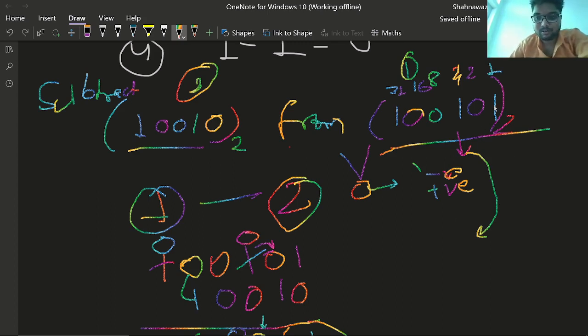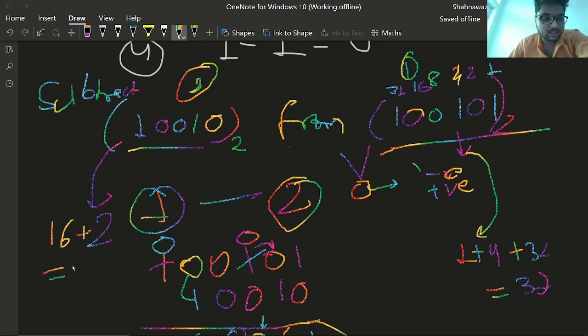So what we get: for this one, we add 1, then 4, then 32, which gives 37. And for the second number on the left, we get 2, plus 16, which is 18.